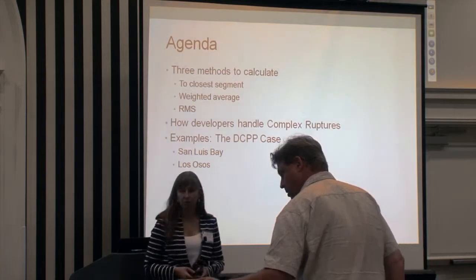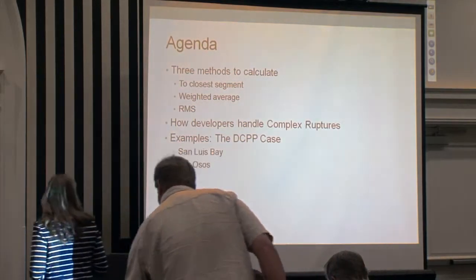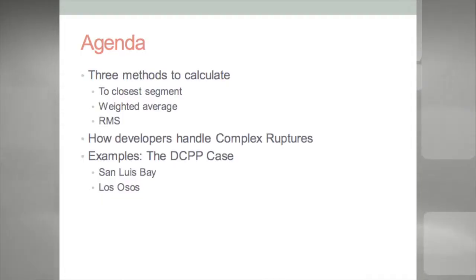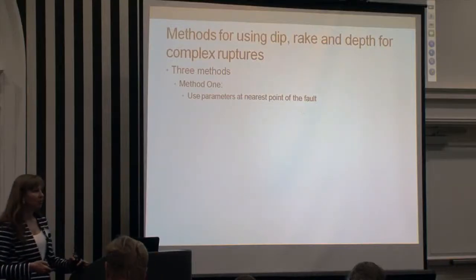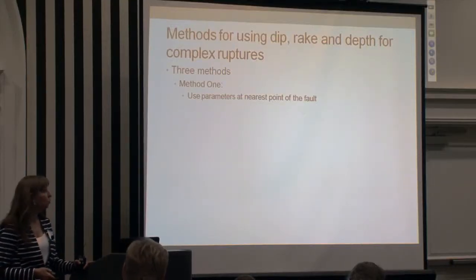So for the agenda, we're going to look at 3 methods to calculate. I need to change that, sorry, that RMS. But also how the developers handled the complex ruptures, and then we'll go over the Diablo Canyon case. Some of you may remember this from our first workshop.